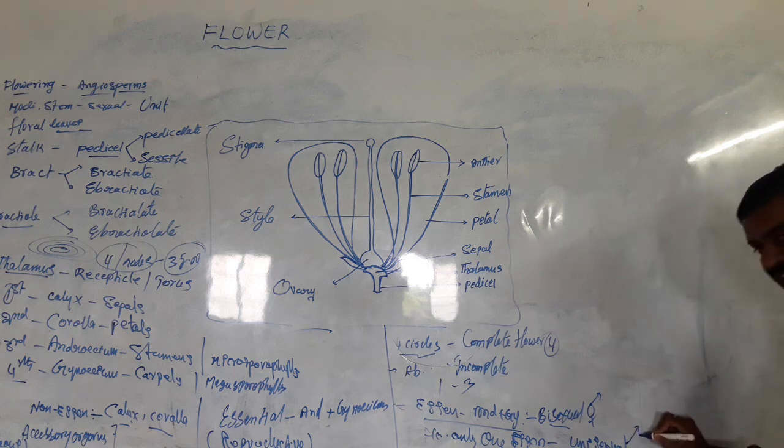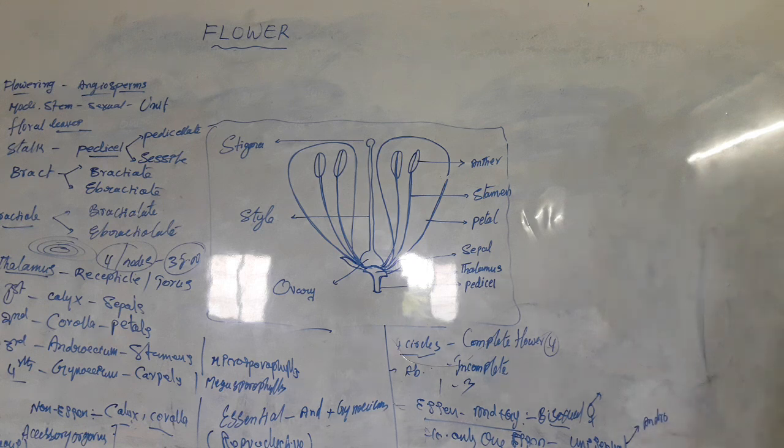Okay, unisexual flower with only androecium. Calyx and corolla may or may not be there, we set them aside. A unisexual flower with only androecium is called a male flower, also called a staminate flower. Staminate flower, this point is very, very important. If there is only one essential organ, it is a unisexual flower. Say that one organ is androecium. A unisexual flower with the androecium is called a male flower or staminate flower.